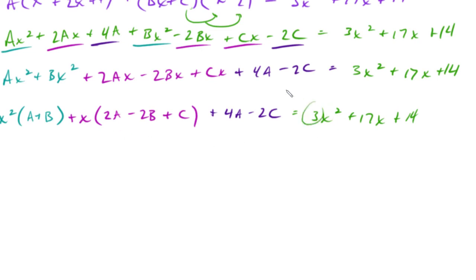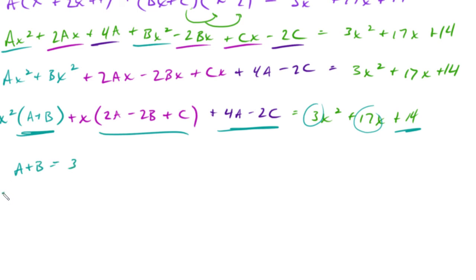And now you compare. So how many x squareds do you have? Well, you have 3. So the idea here is you have 3x squareds, so this has to equal 3. You have 17 x's, so this has to equal 17. And you have 14, so these have to equal 14. So a plus b equals 3. 2a minus 2b plus c has to equal 17. And then 4a minus 2c equals 14.